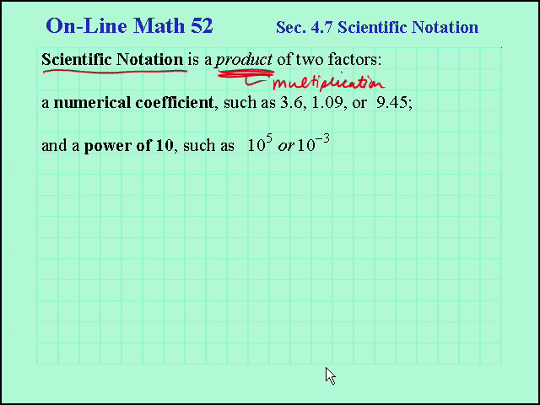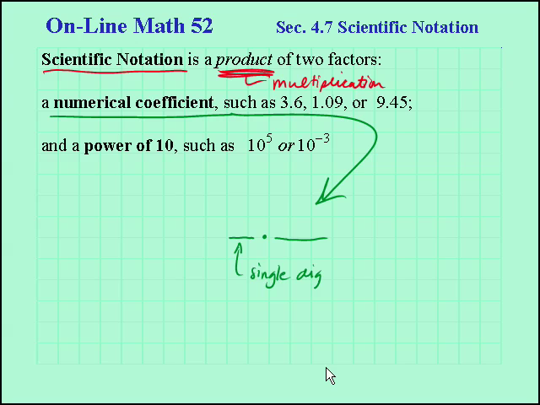So with that in mind, let's talk more about this numerical coefficient. The numerical coefficient is going to have a single digit followed by a decimal point, usually, not always, but usually followed by whatever digits there are. This is a single digit, not 0. We're not going to count 0 in this case as the lead single digit. It's a whole number, the whole number part, but it's just a single digit, and it can't be 0.